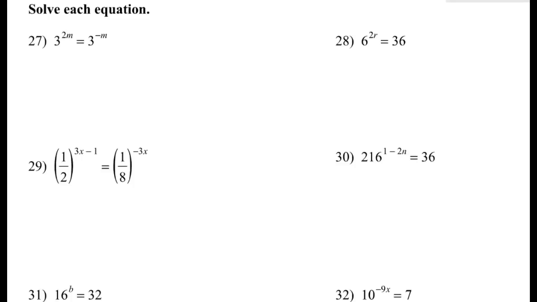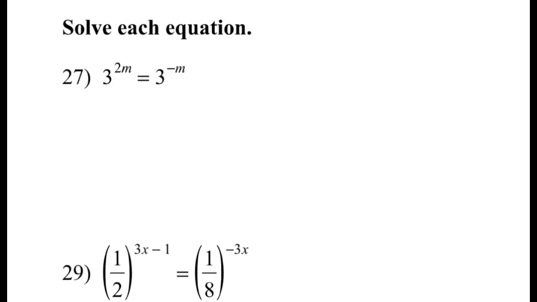In this video, I will show you how to solve exponential equations such as these. For number 27, the bases are already equal, so I'm just going to set the exponents equal to each other. So that's going to give me 2m is equal to negative m.